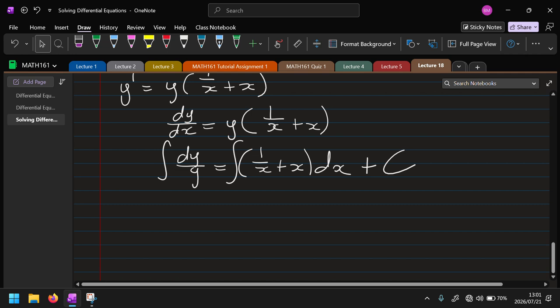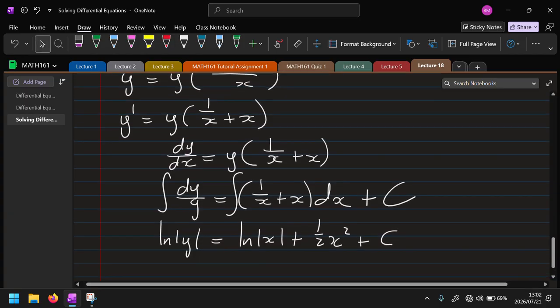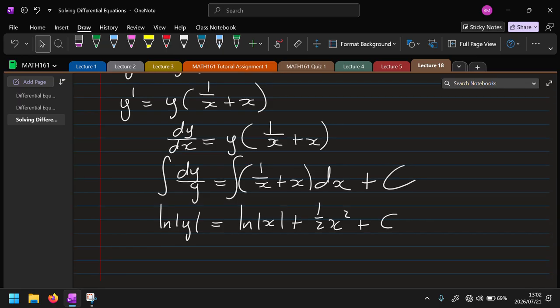Okay. Now we have 2 integral problems to do. We can just do them separately. So the first one, integral 1 over y dy, that's the natural log. And on the other side, we have the natural log of x plus half x squared plus c. Now, can we solve for y? Yeah, we can. We can do the exponential on both sides.